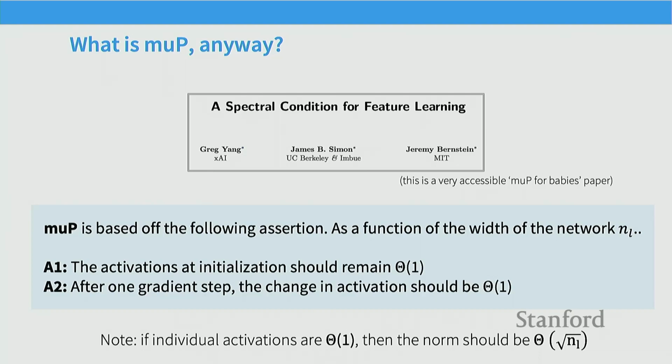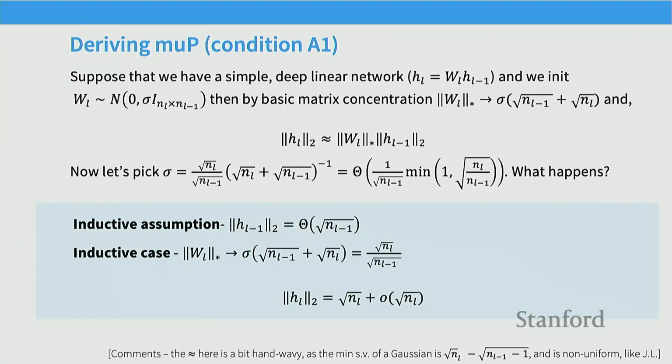And so if you're thinking about norms of an entire vector of activations, that should look like Big Theta of square root of n_L, because each one of these is going to be roughly independent. So the norm is going to look like the square root of the width, the number of elements in my width coordinate. So I can derive muP from those 2 conditions.